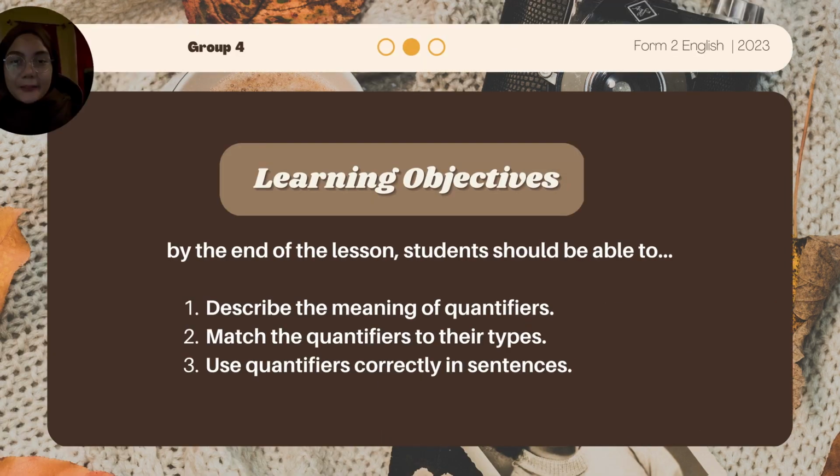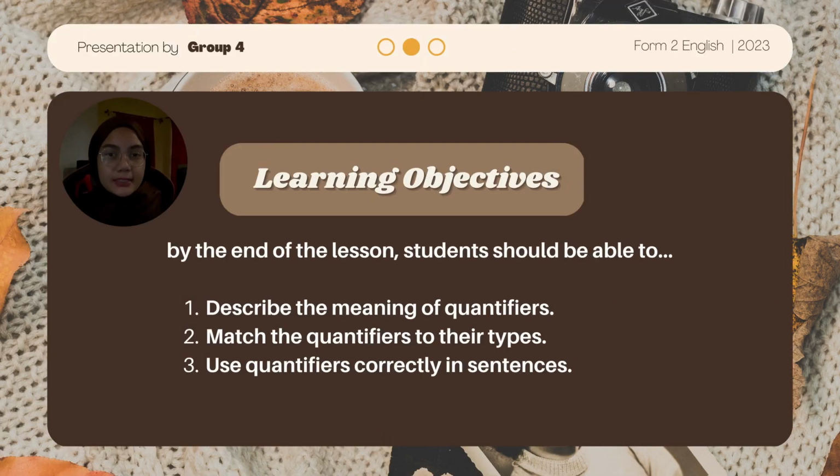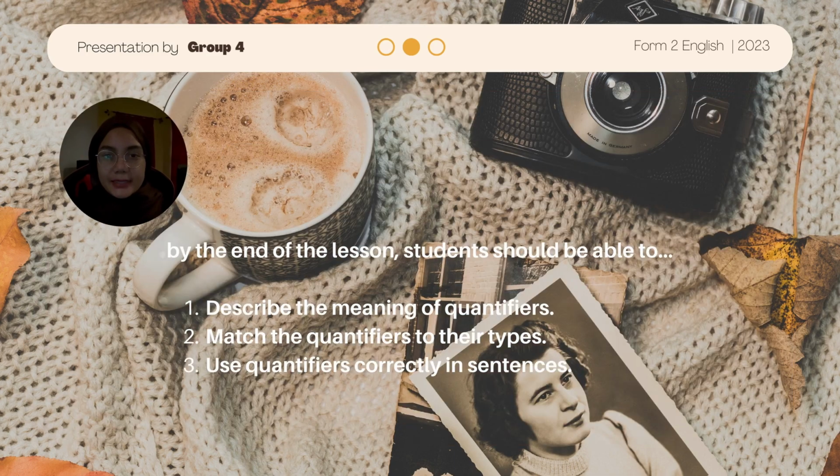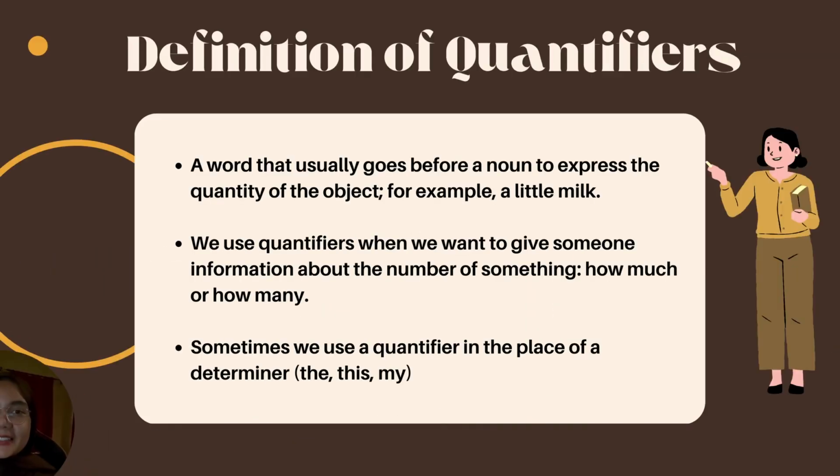Learning objectives. By the end of these lessons, students should be able to: number 1, describe the meaning of quantifiers. Number 2, match the quantifiers to their type. And number 3, use quantifiers correctly in sentences. Let's start with the lesson.